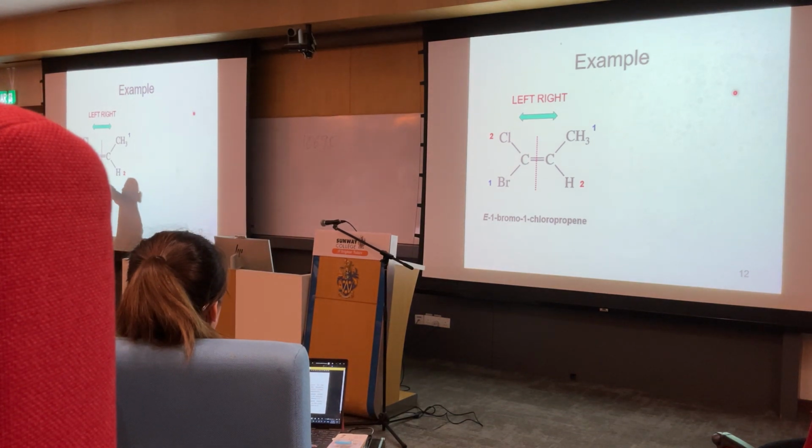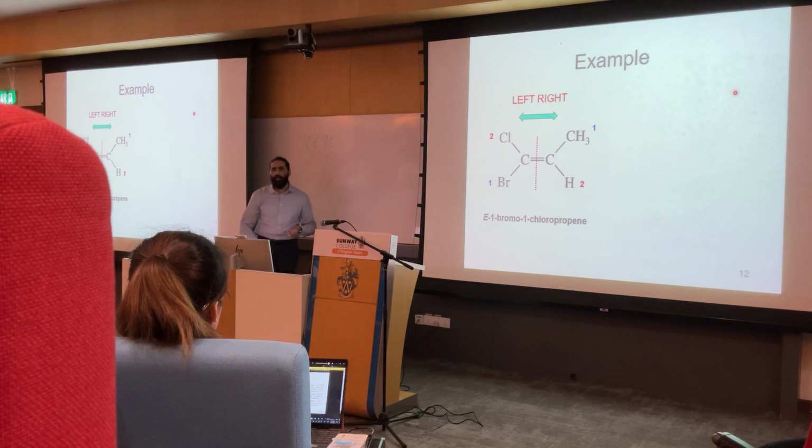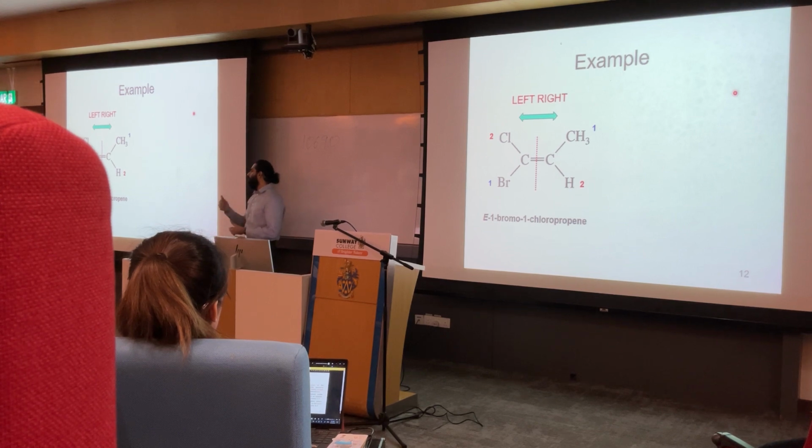See, bromine has a higher atomic number, so it gets priority one. While in this case, methyl has carbon, so carbon has atomic number 6 as opposed to hydrogen's 1. So this gets high priority. Now the high priority groups are on opposite sides, so this makes the molecule E, and if they were on the same side, that would make the molecule Z. This topic is really important for your exam as well, and we will do loads of practice for this in this week's tutorial. So please try to make it in time.